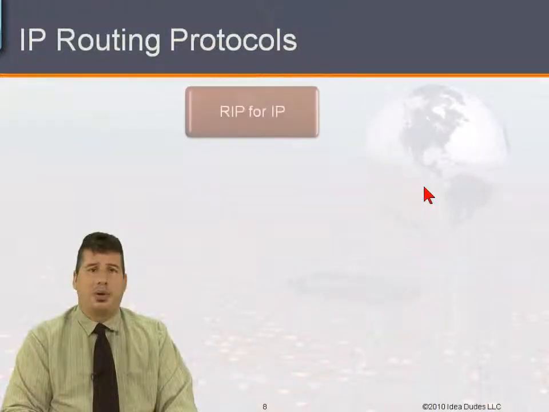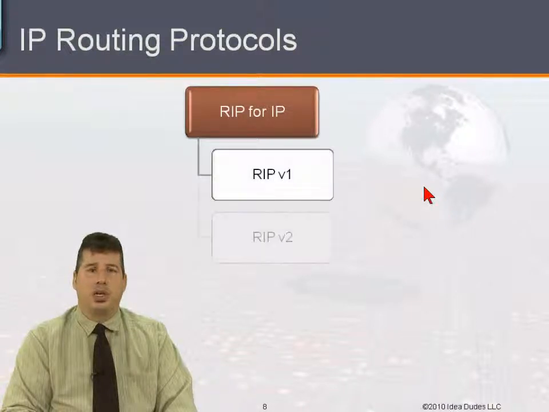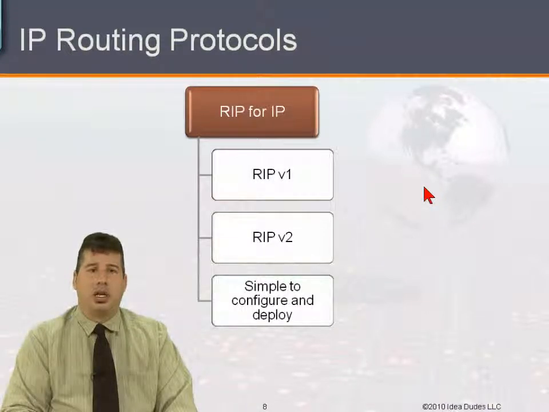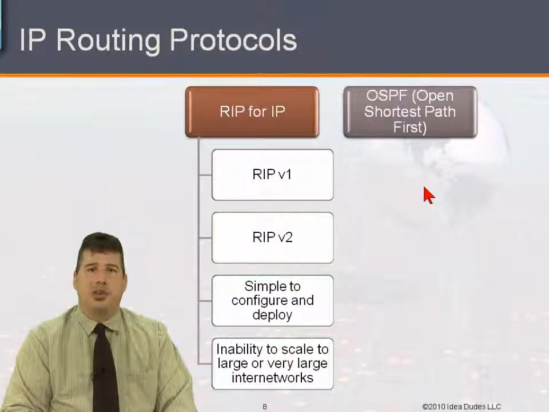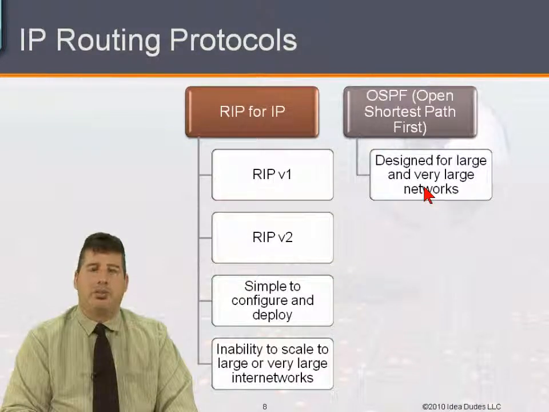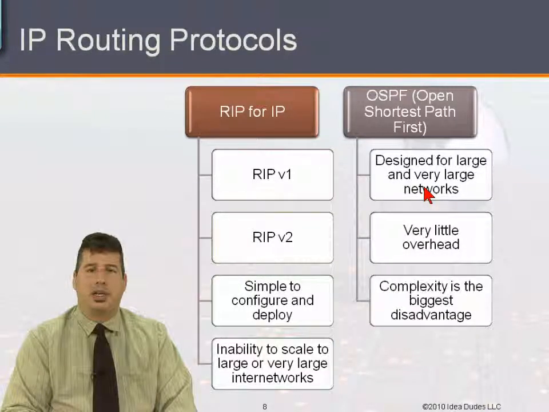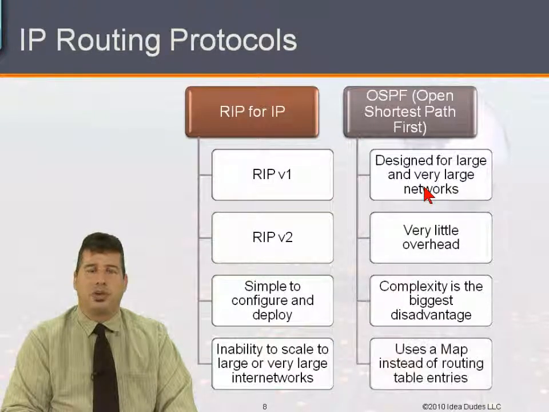So IP routing protocols, RIP for IP. This is RIP version 1, RIP version 2. Simple to configure and to deploy, but with an inability to scale to large or very large networks. OSPF, which is Open Shortest Path First, designed for large and very large networks. Very little overhead. Complexity is the biggest disadvantage, and it uses a map instead of routing table entries. What it uses is actually a link state database.